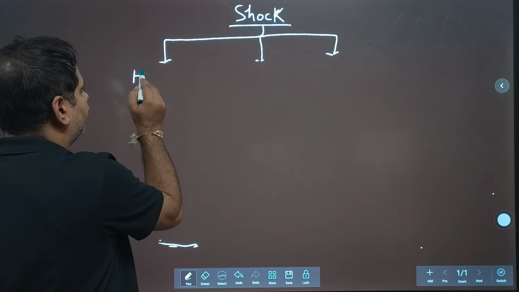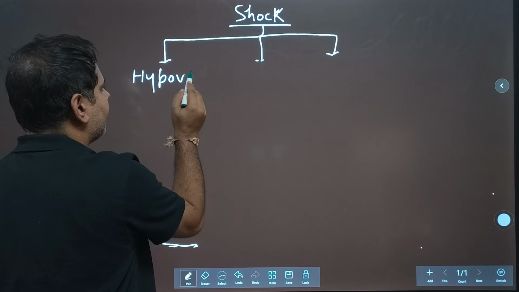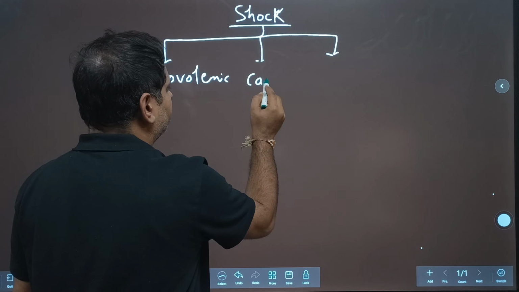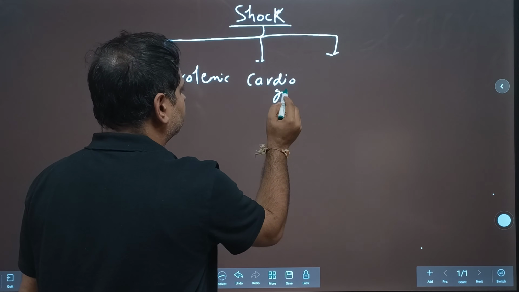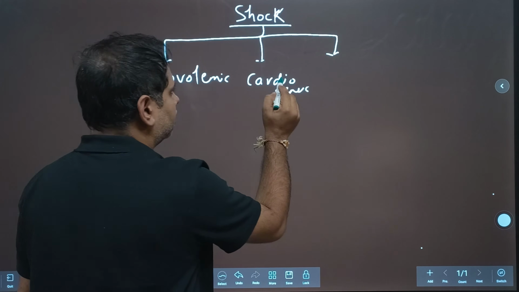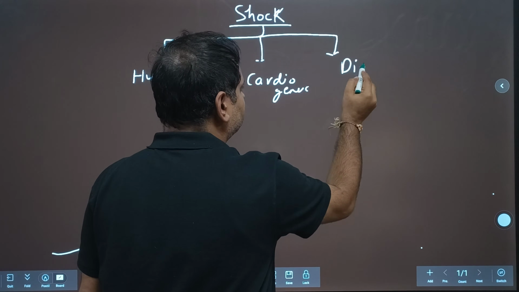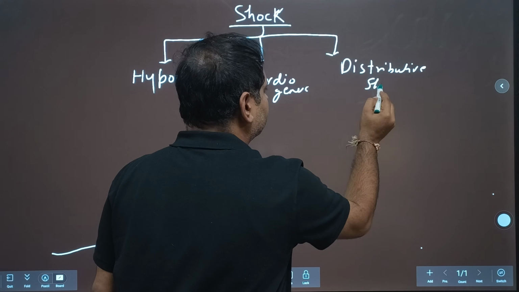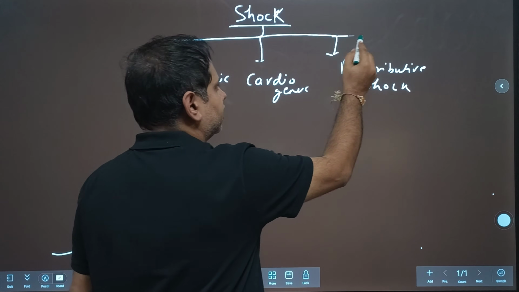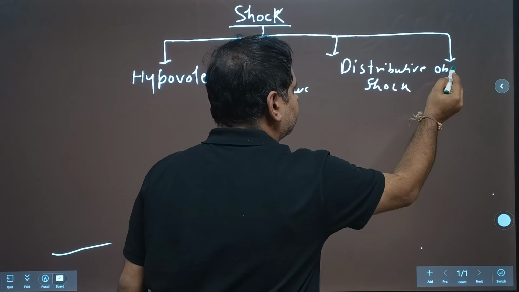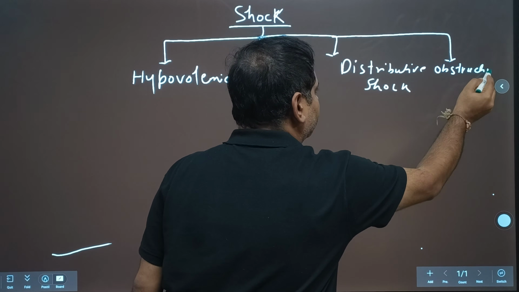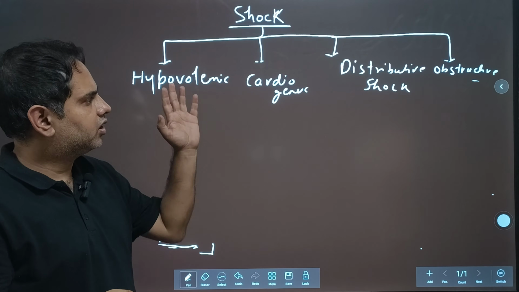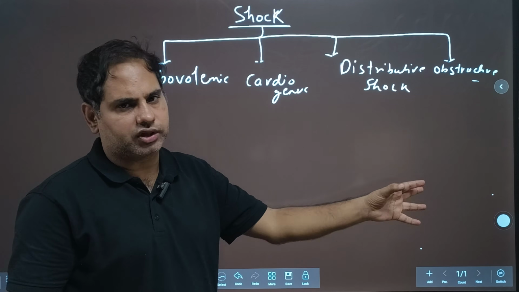One is hypovolemic shock. There is cardiogenic shock. There is distributive shock. Then there is obstructive shock. So mainly there are these four types: hypovolemic, cardiogenic, distributive and obstructive.